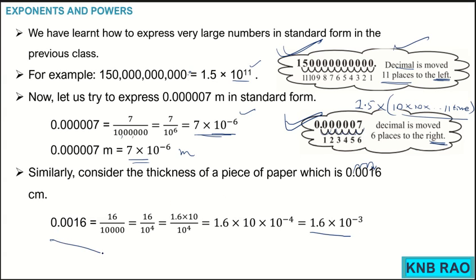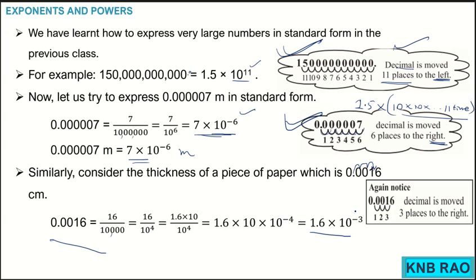See, these are the procedural steps. 16 upon 10,000. 10,000 is nothing but 10 to the power 4. 16 by 10 power 4, where 16 can be written as 1.6 into 10. So after simplifying, 1.6 into 10 into 10 power minus 4 becomes 1.6 into 10 to the power minus 3. But the shortcut I have already explained. When we are moving the decimal point to the right side, however many times we have shifted, that much negative power we will write for the 10 in standard form.